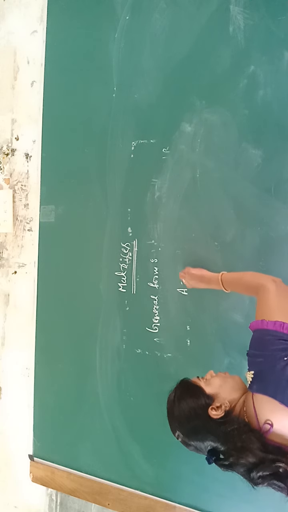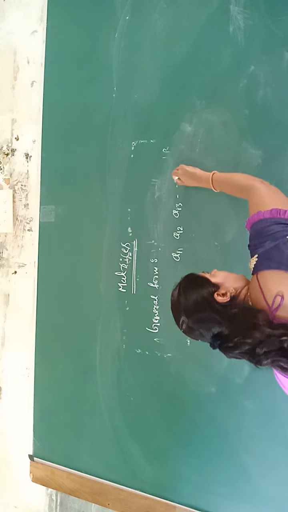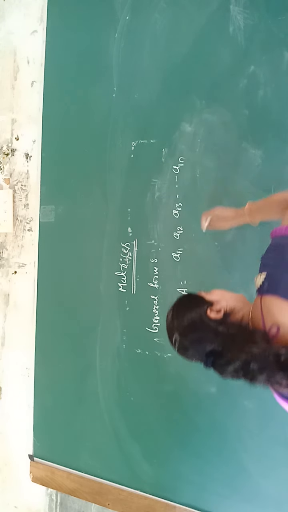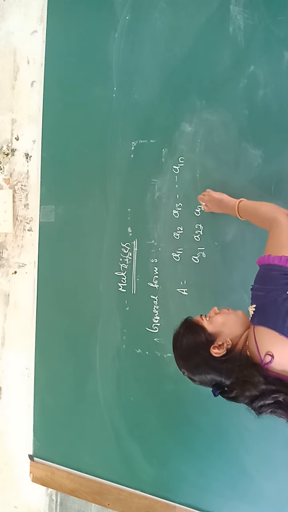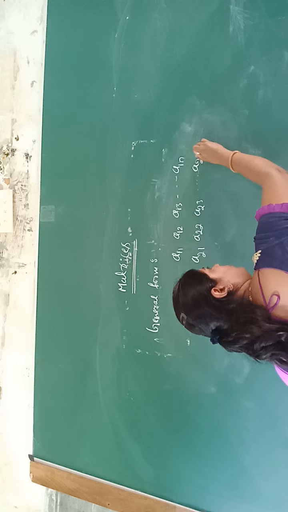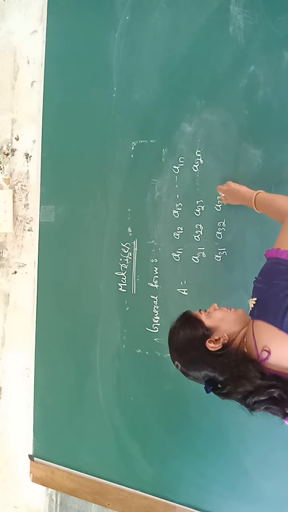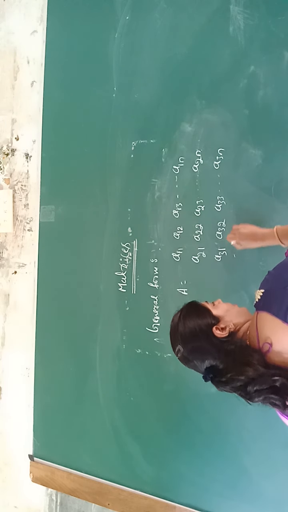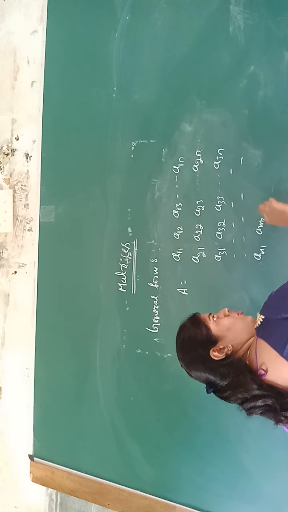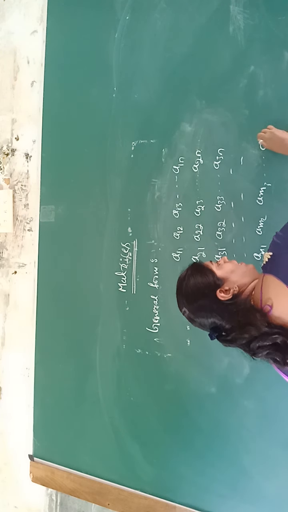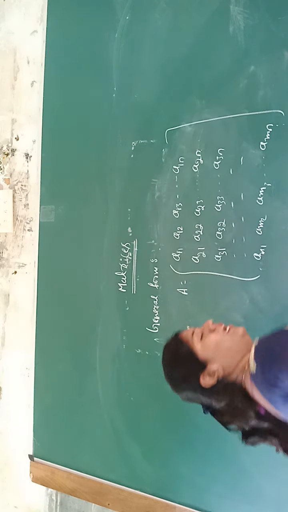So A is equal to A11, A12, A13, and so on up to A1n. Then A21, A22, A23, up to A2n, then A31, A32, A33, and you can keep on writing this. The last row is Am1, Am2, Am3, up to Amn. So this one is the general form of a matrix.